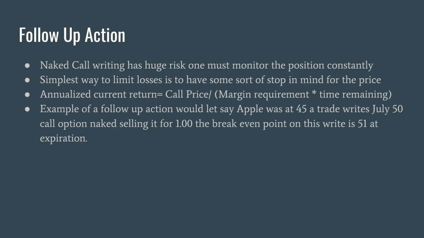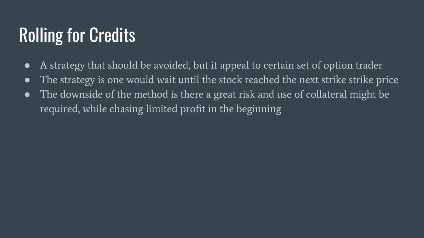But there is another opportunity. It can rise above 51, but if the probability is too low, the call should be covered and a new position should be established elsewhere. Rolling for credits is a strategy that should be avoided, but it appeals to a certain set of option traders.